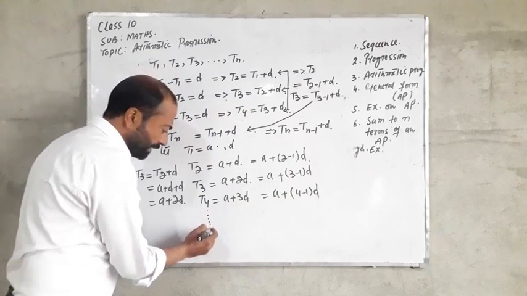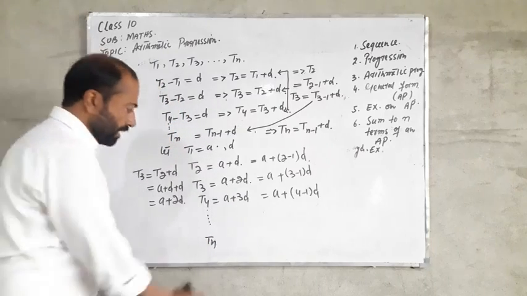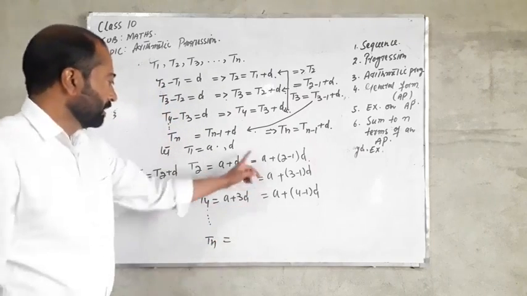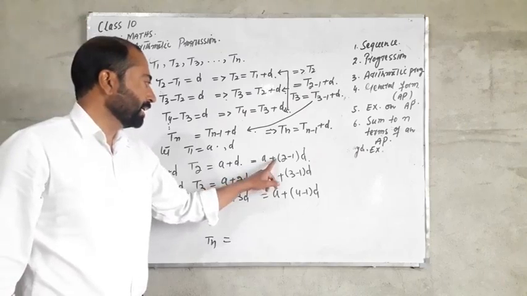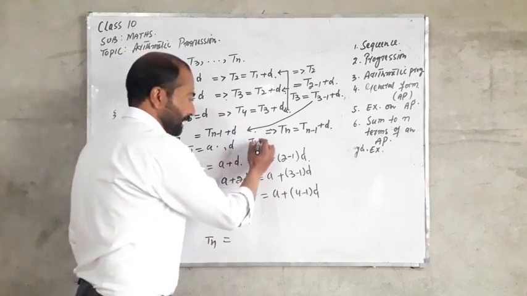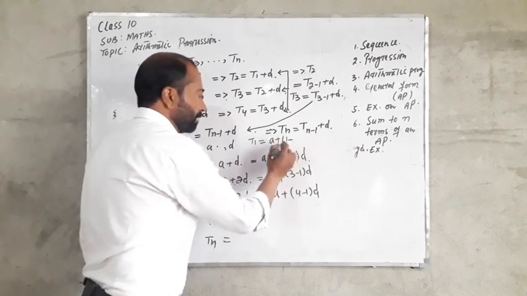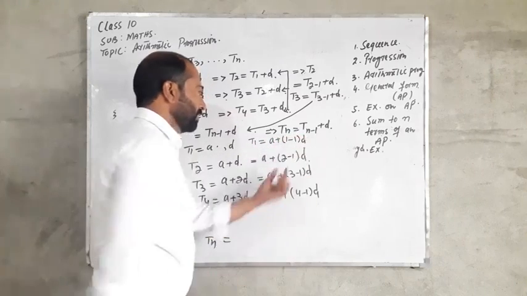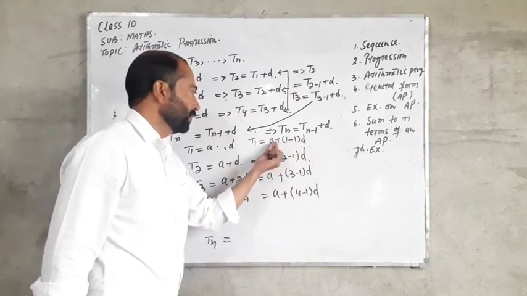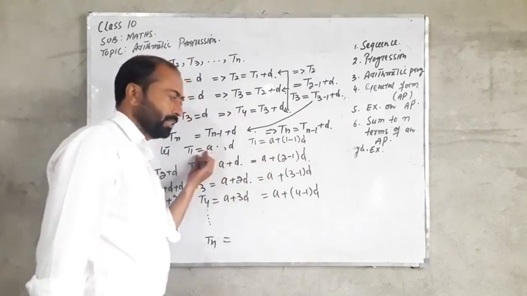So let me move to the nth term of this AP. Following the pattern, the second term was A plus 2 minus 1 into D. Similarly, the first term can be written as A plus subscript minus 1 into D. 1 minus 1 is 0. So it is A plus 0 into D, which is 0. So T1 is equal to A.